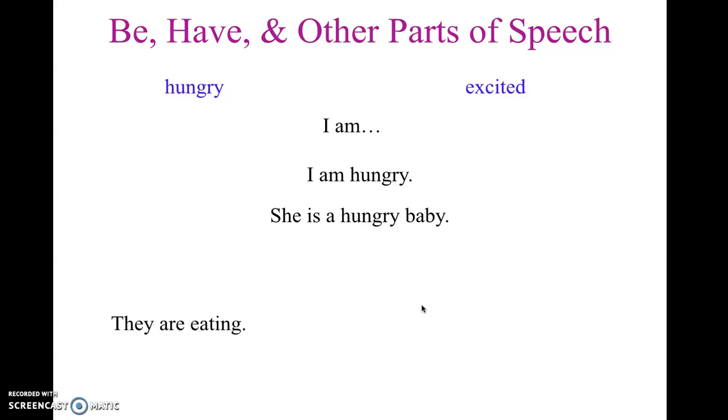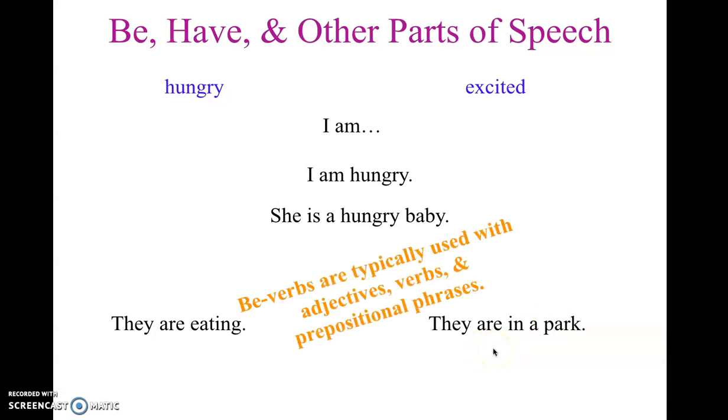The other popular, right, there are two other situations that are very popular for using be verbs. They are eating, be verb, verb. They are in a park, be verb, prepositional phrase, in a park. Okay, remember the preposition, and then this is part of the prepositional phrase. So the three most popular uses of the be verb are with adjectives, verbs, and prepositional phrases, usually places. Right? Be verbs are typically used with adjectives, verbs, and prepositional phrases, usually places.